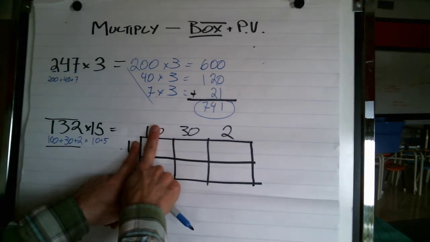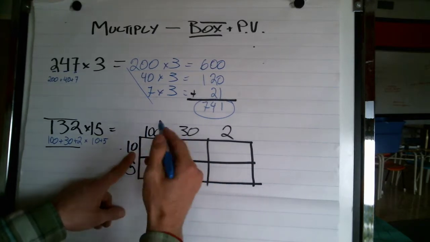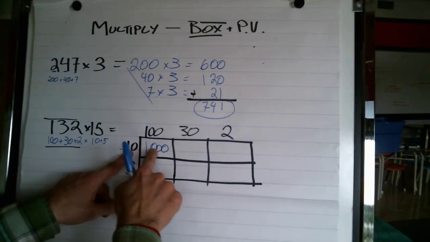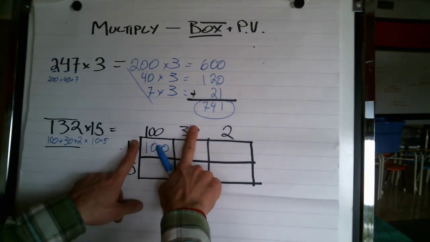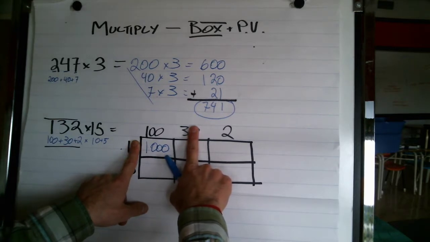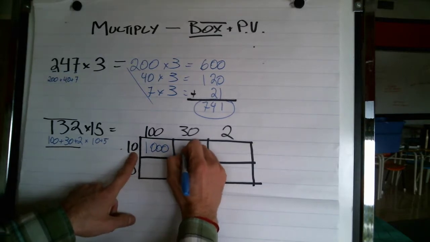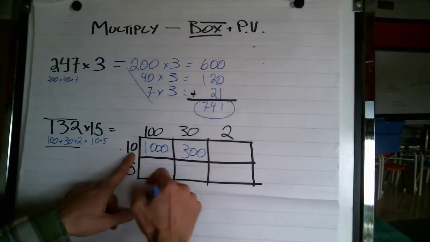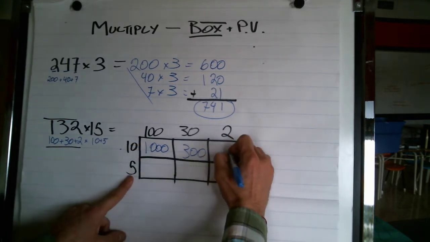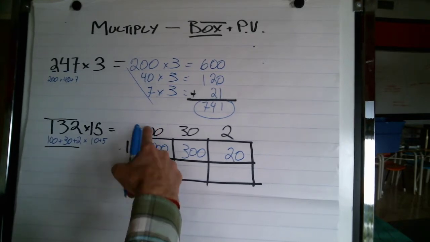1 times 1, well, that's 1 with how many zeros? 1, 2, 3. So I get 1, 1, 2, 3. Next one over, 10 times 30. We're going to hide the place values. 3 times 1 is 3. Good. How many zeros? 2. That gives me 300. 10 times 2, I could do that, but I think you can handle this one. Gives me 20. 100 times 5, well, 1 times 5 is 5.